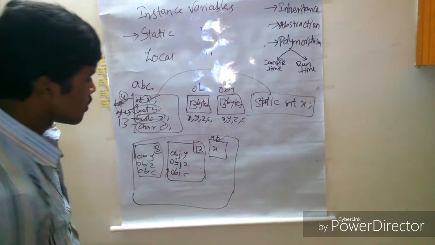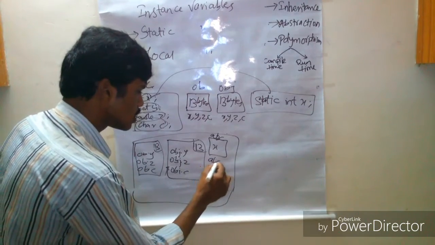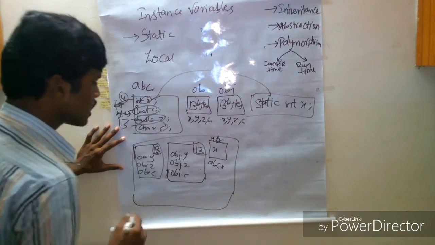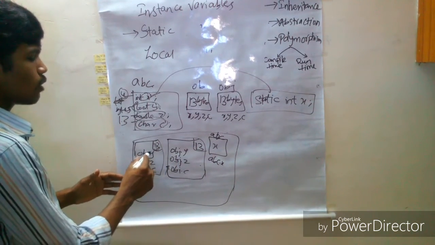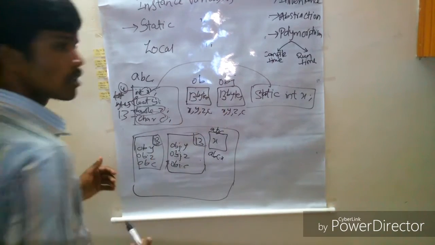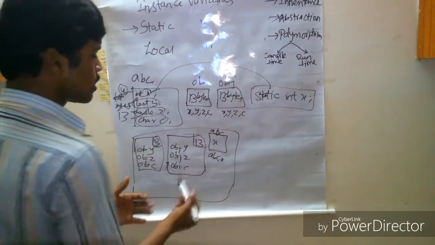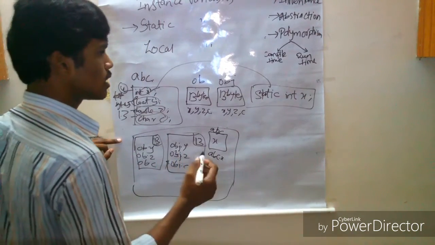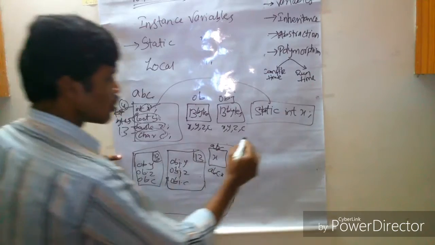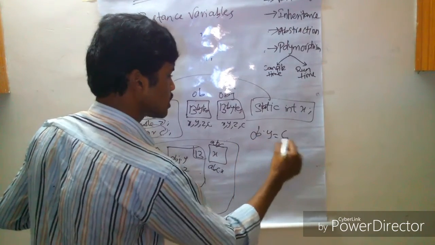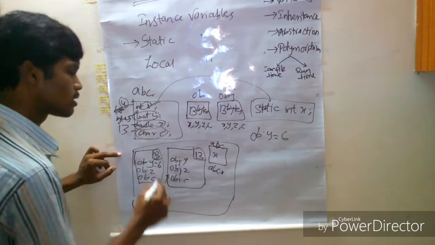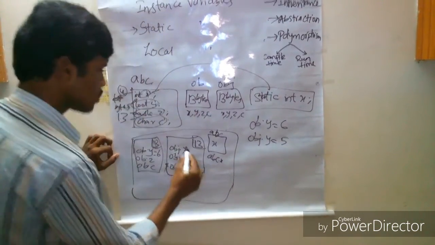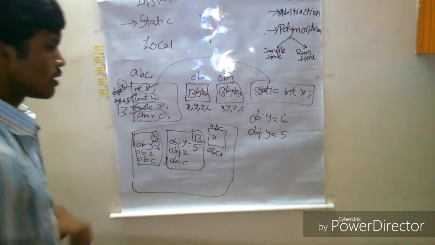This is a static variable which can be accessed as ABC.x. Each time, there may be a different value of y for the objects ob and obj, but the value of x will be constant. Like if I give ob.y equal to 6, this object is going to have 6, and obj.y equal to 5, this is going to have 5.